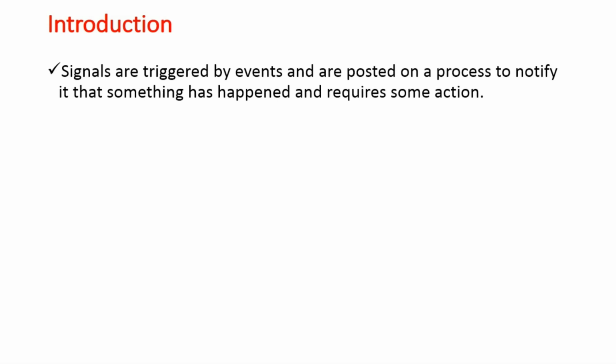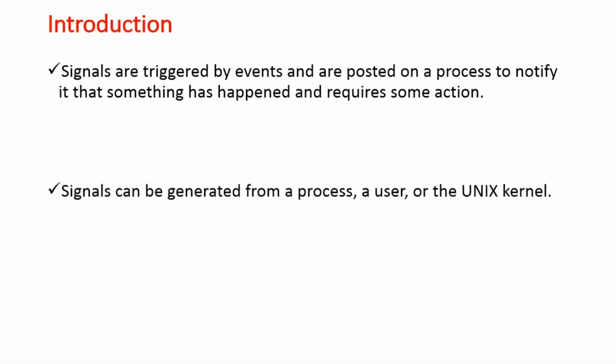Okay, so first we will discuss what is a signal. Signals are triggered by an event and posted on a process to notify that something has happened and requires some action. So if the process is running in the background or in the foreground, the process will get some signals due to some event. That is called a signal.